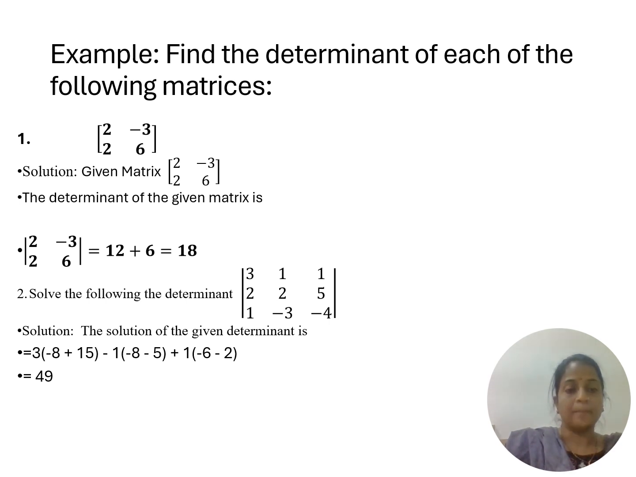Okay, next, minus 1: delete the first row and second column, then cross multiply, and we get minus 8 minus 5, plus 1. And delete the first row and third column. We cross multiply, and we find minus 6 minus 2. Solving this calculation, we get the answer 49. Okay.